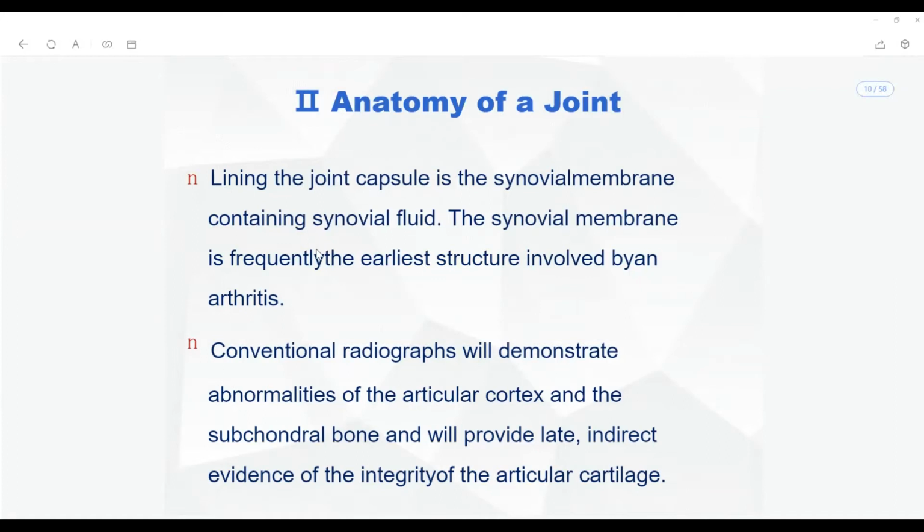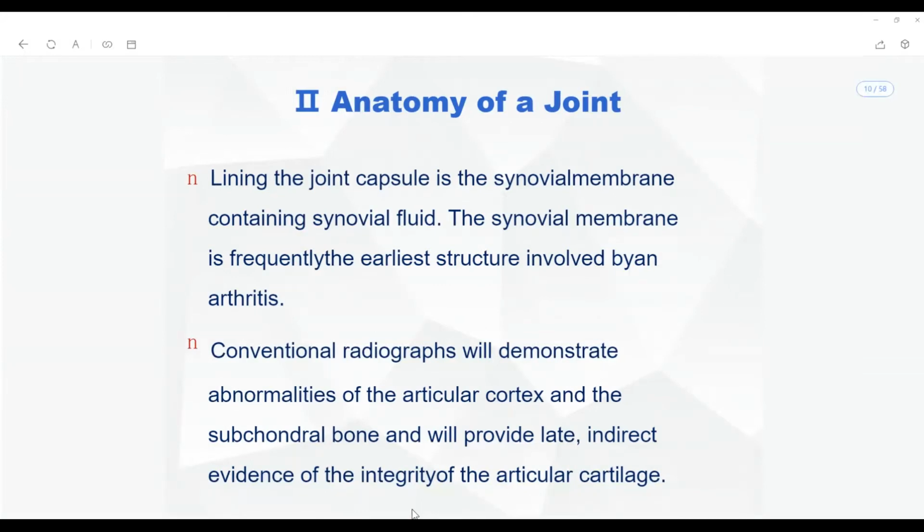Conventional radiographs will generally demonstrate abnormalities of the articular cortex. Remember, this is a quite peculiar sign of arthritis. Conventional radiographs should demonstrate an abnormality present on the articular cortex and the subchondral bone, and should provide late indirect evidence of the integrity of the articular cartilage. Any abnormality over the articular cartilage suggests late indirect evidence related to the integrity of the articular cartilage.